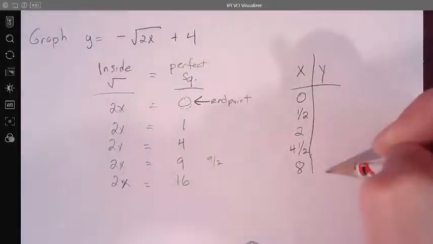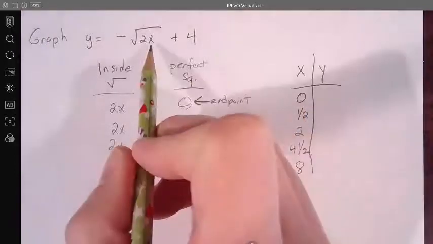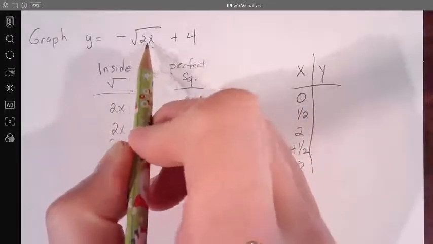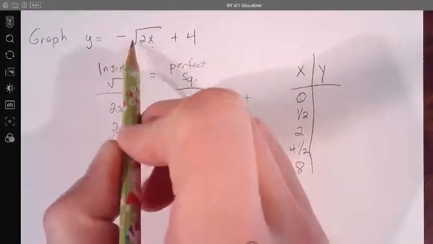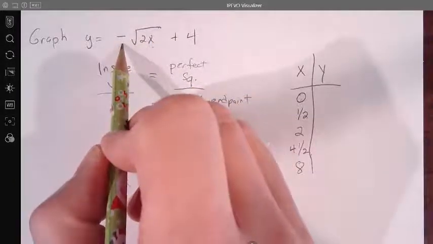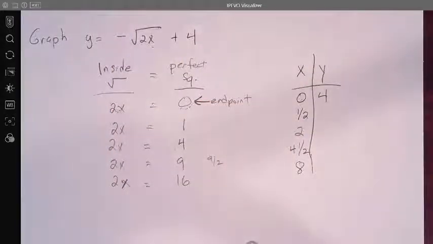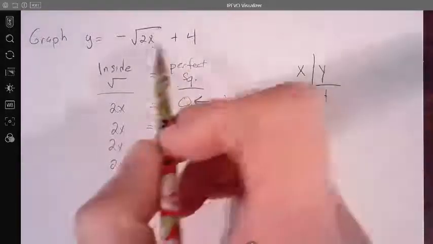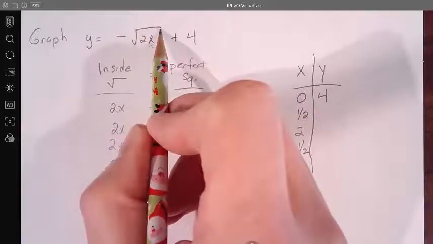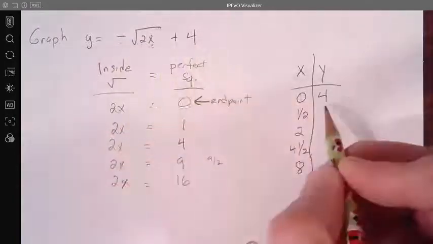So to get the y coordinates, just like any equation, I take my x value and substitute it in. I plug it in. So if I put a 0 in for x, 2 times 0 is still 0. If I take the square root of that, I still have 0. If I put a negative sign in front of it, I still have 0, and then plus 4. If I sub in a half, 2 times a half is 1. The square root of 1 is still 1. Then I make it negative, so now I have a negative 1 plus 4, and that's going to give me 3.